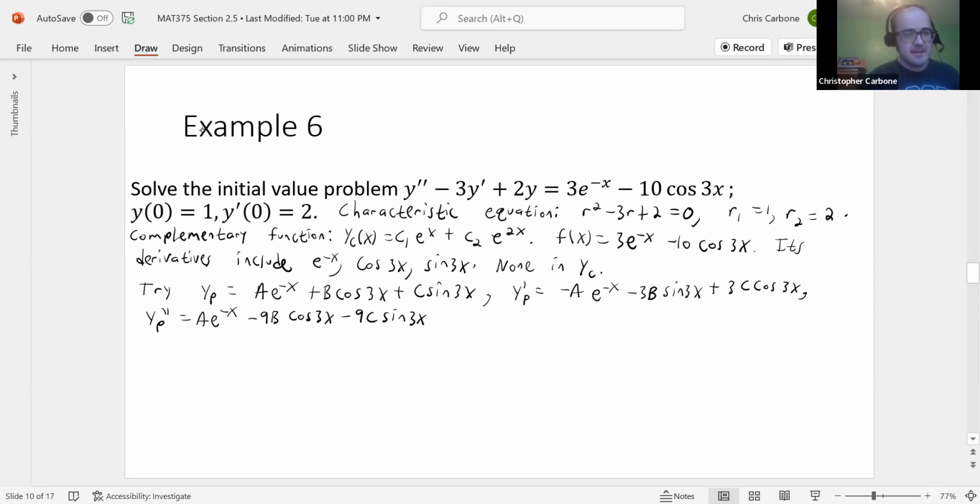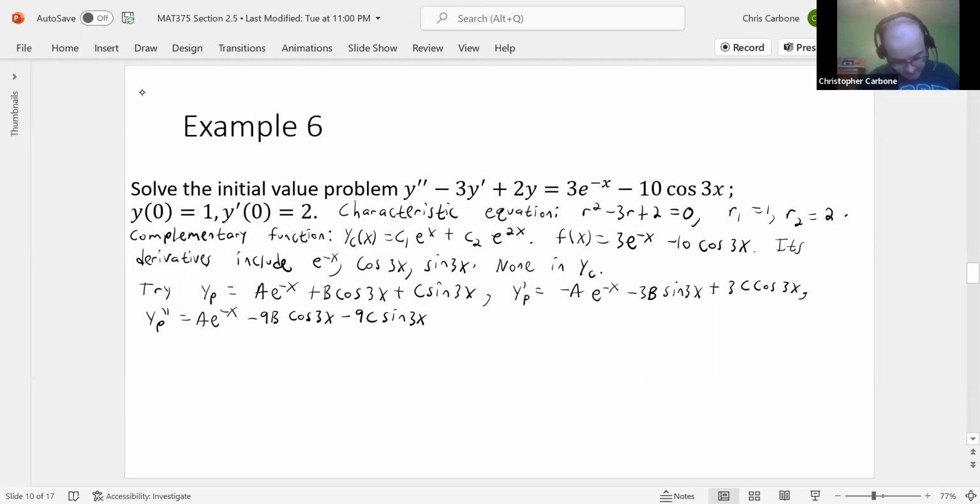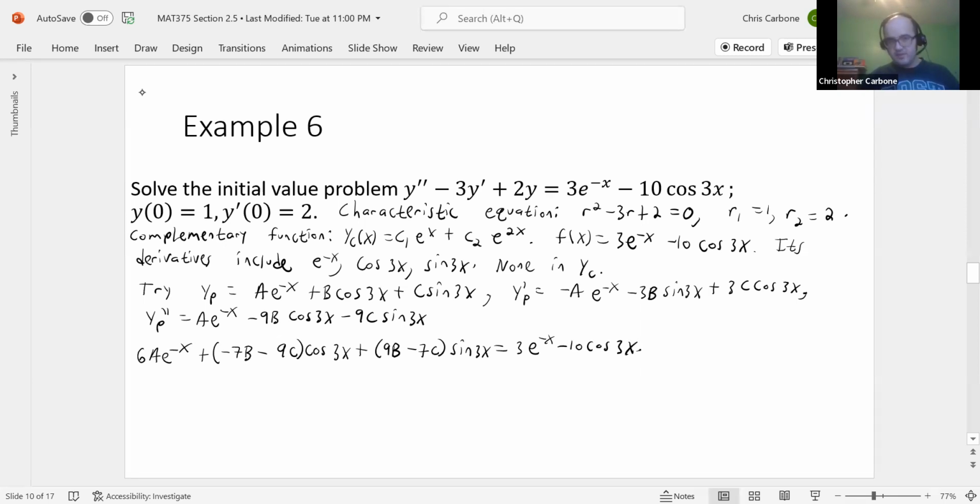We just need to go up to the second. So to plug it into our differential equation, and of course combining different terms and whatnot to make this a bit easier to read, plugging it in gives us 6a e to the negative x plus negative 7b minus 9c times the cosine of 3x plus 9b minus 7c times the sine of 3x. And this would be equal to 3 times e to the negative x minus 10 times the cosine of 3x.